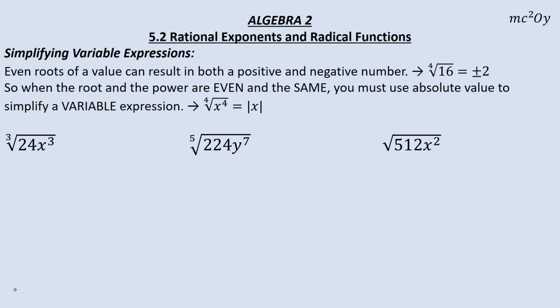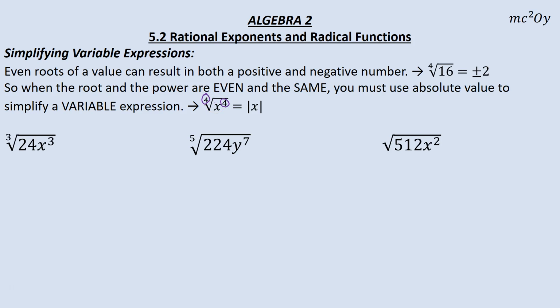So when the root and the power are even and the same, you need to include absolute value to show that the number underneath the radical is a positive. We're not going to take the even root of a negative number. That's not a solution. In other words, looking at this, since this index number and this power are the same, and they're both even, we have to say that the fourth root of x to the 4th is the absolute value of x. Therefore, you can't have a negative value inside that even root.